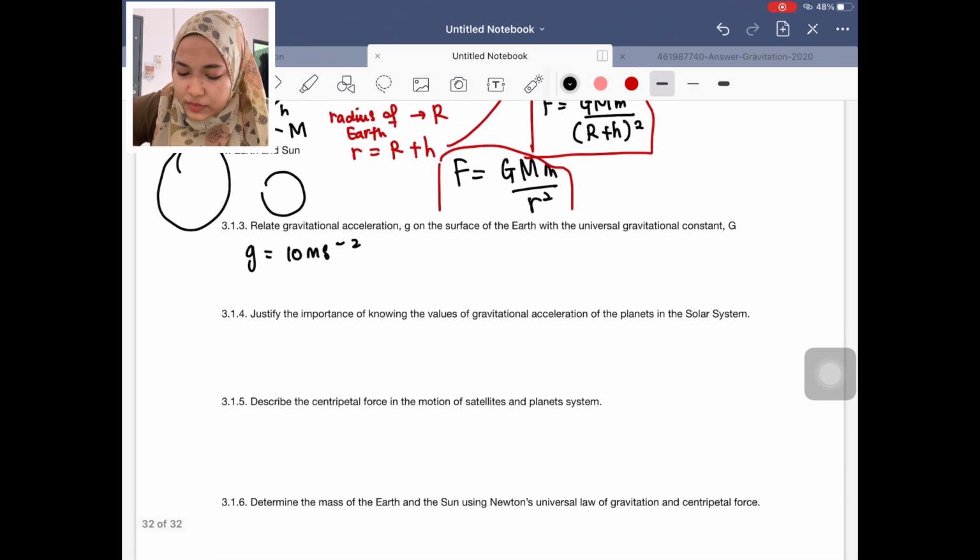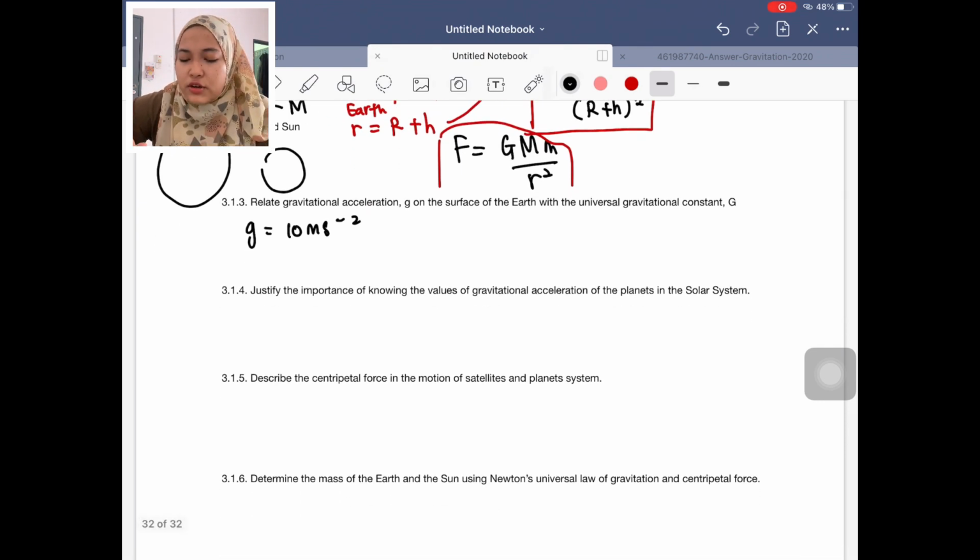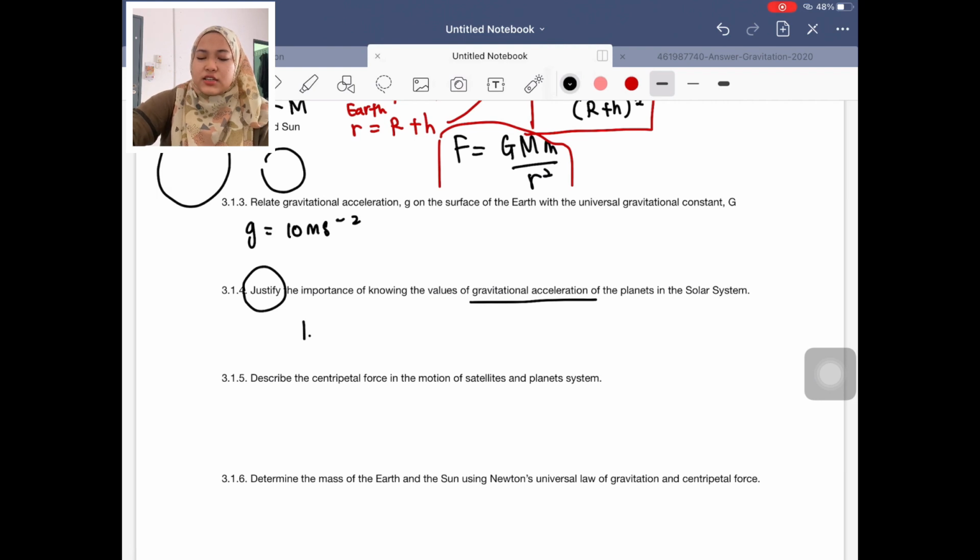Justify the importance of knowing the values of gravitational acceleration of the planets in the solar system. Kenapa kita kena tahu the gravitational acceleration of a planet in the solar system? So this is your work. One thing kita dah bincang waktu activity, ingat lagi tak? I hope you can revise it later.